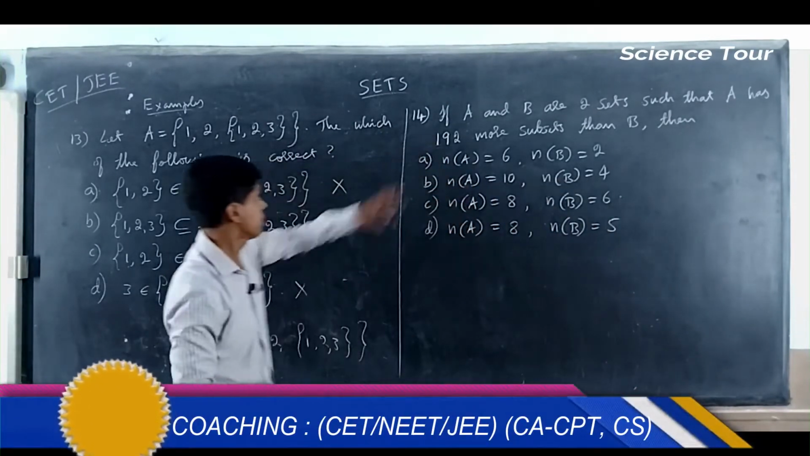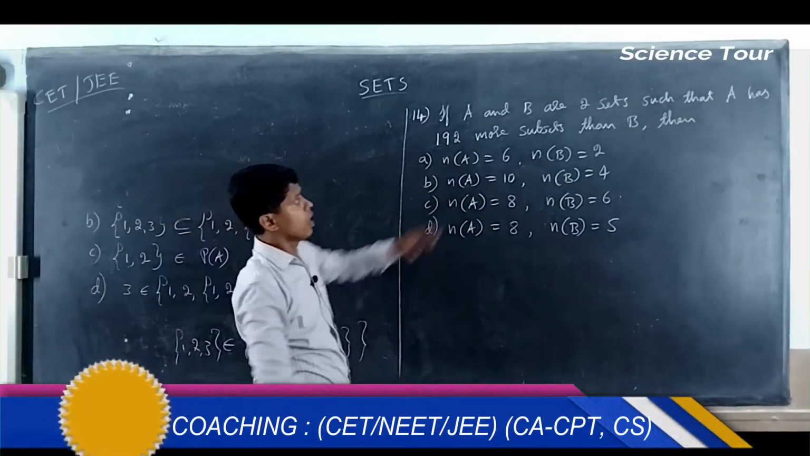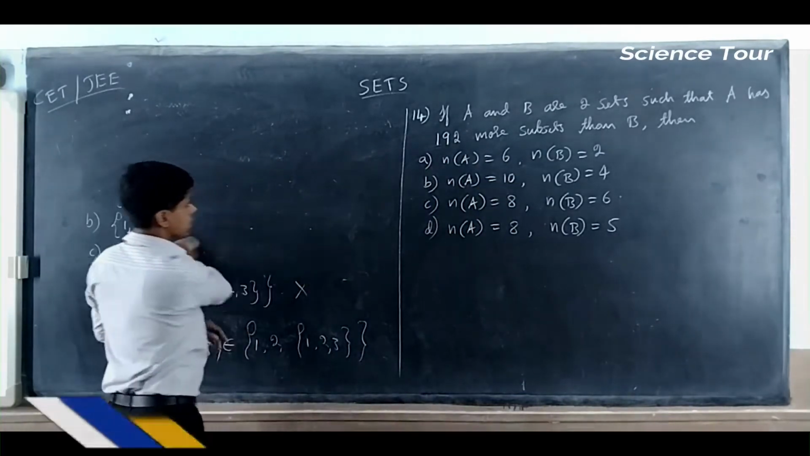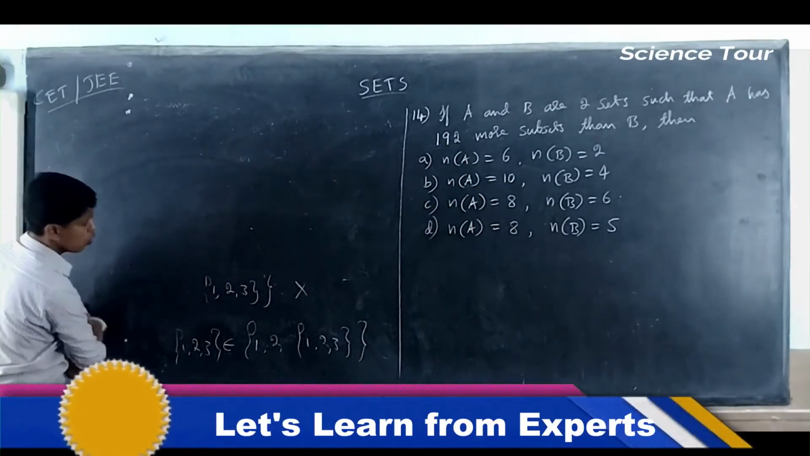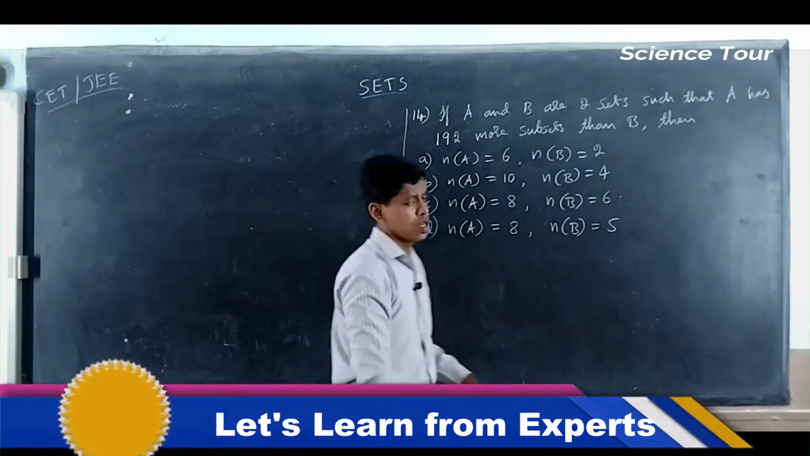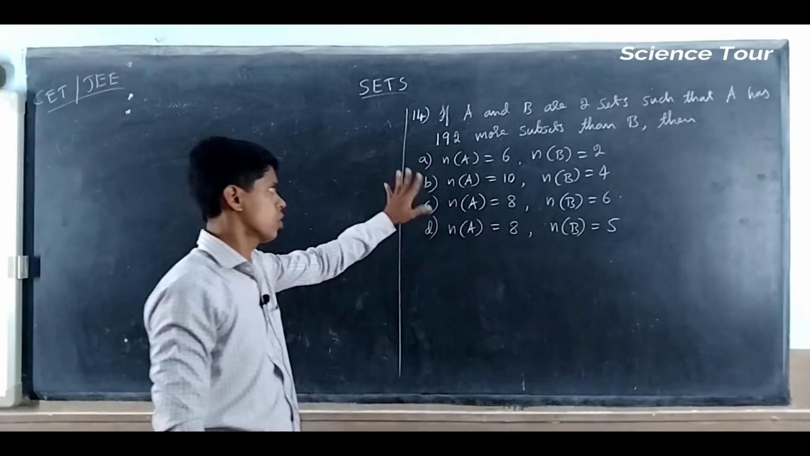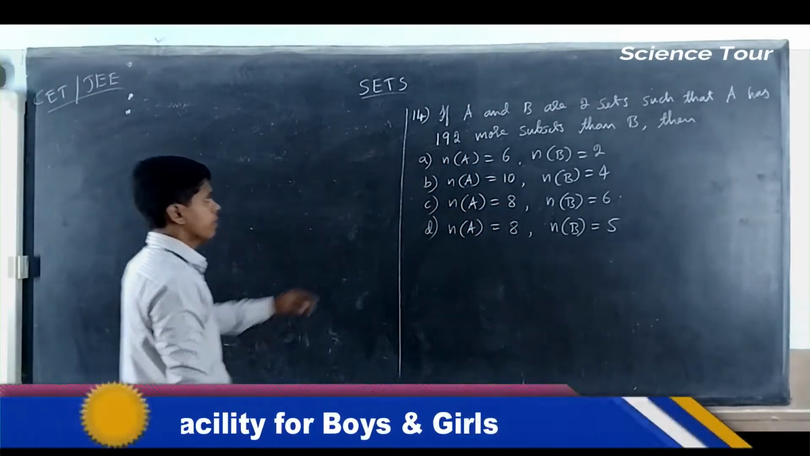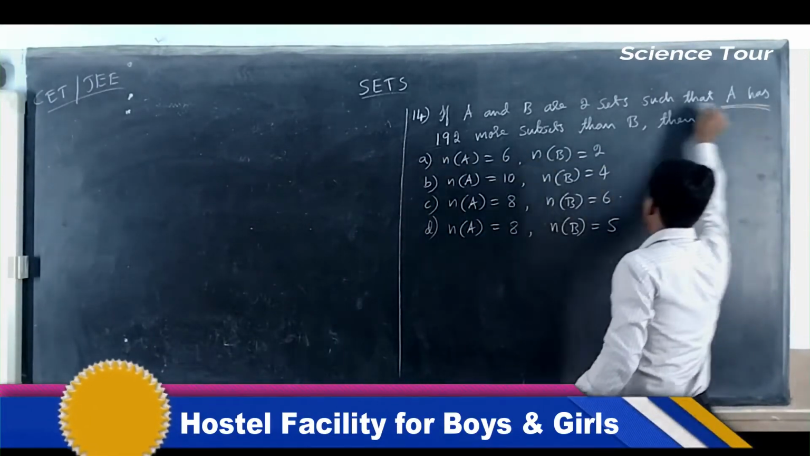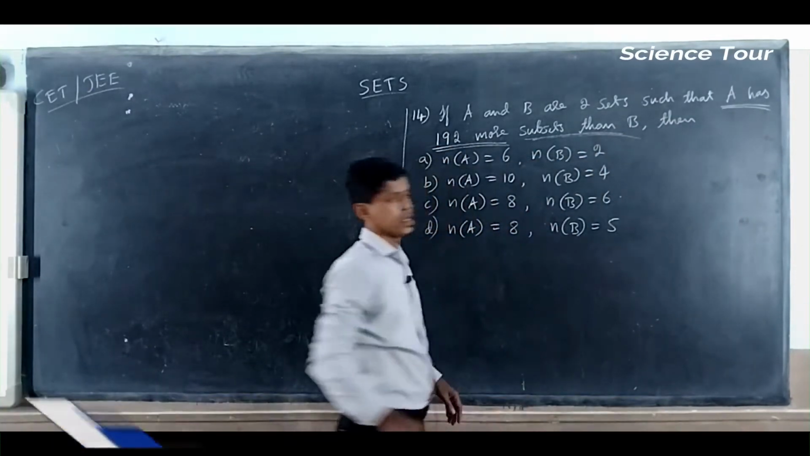Question number 14: if A and B are 2 sets such that A has 192 more subsets than B. So this is also a question based on subsets. Not belongs and subsets, but only subsets. Well, understand this statement clearly. A has 192 more subsets than B.